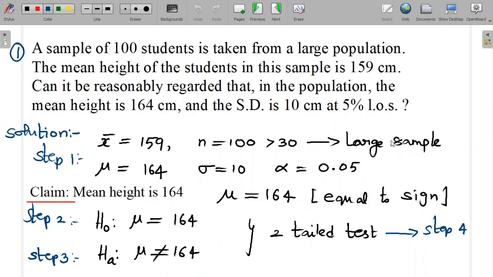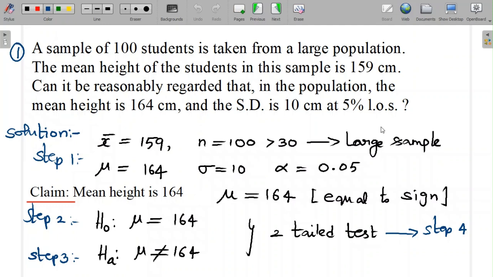The first problem is about a sample of 100 students taken from a large population. The average height of the sample is 159 centimeters. The claim is: can it be reasonably regarded that the population mean height is 164 centimeters, with a standard deviation of 10 centimeters, at 5% level of significance? So we'll note down all that we need.